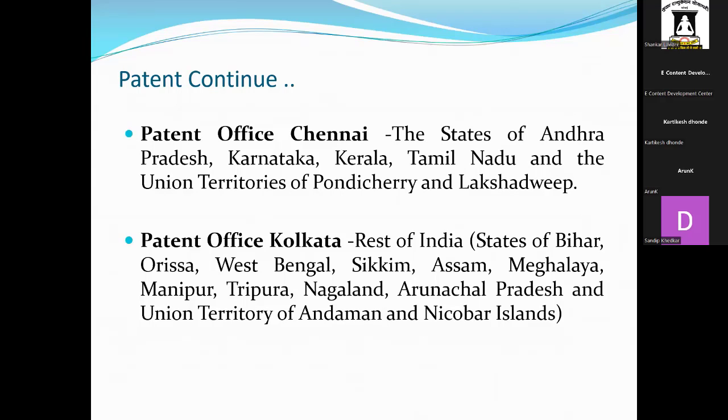Similarly, we have the Patent Office at Chennai. They cover the states of Andhra Pradesh, Karnataka, Kerala, Tamil Nadu, and the Union Territories of Pondicherry and Lakshadweep. The eastern part is covered by the Patent Office in Kolkata, covering the rest of India: the states of Bihar, Odisha, West Bengal, Sikkim, Assam, Meghalaya, the northeastern states, Manipur, Tripura, Nagaland, Arunachal Pradesh, and the Union Territory of Andaman and Nicobar.